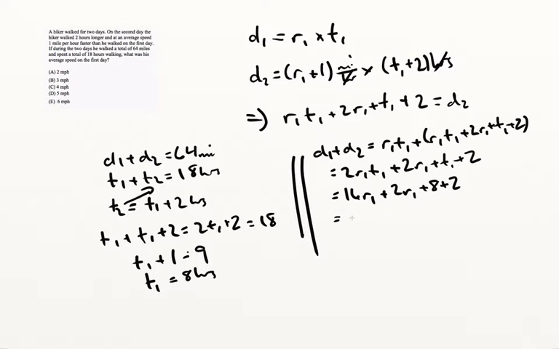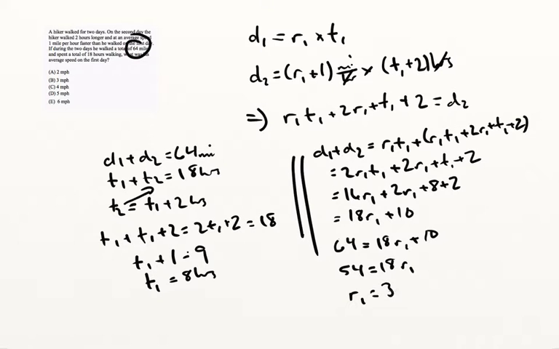So let's just combine all this now. So we get 18 R1 plus 10. And then, remember, we're told 64 miles is the total distance, so that's D1 plus D2, of course. So 64 is equal to 18 R1 plus 10. So 54, of course, is going to be 18 R1, and that gives us R1 is 3. And we can assume, of course, because it's a rate, that that's going to be in miles per hour, given that we're working in miles per hour. And so that is your answer, B.